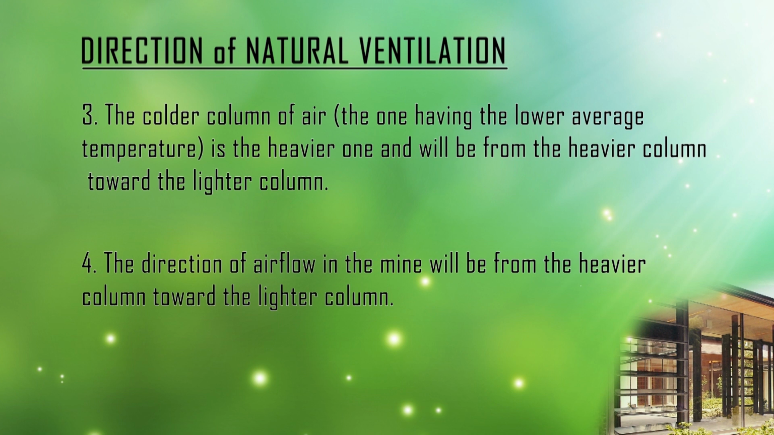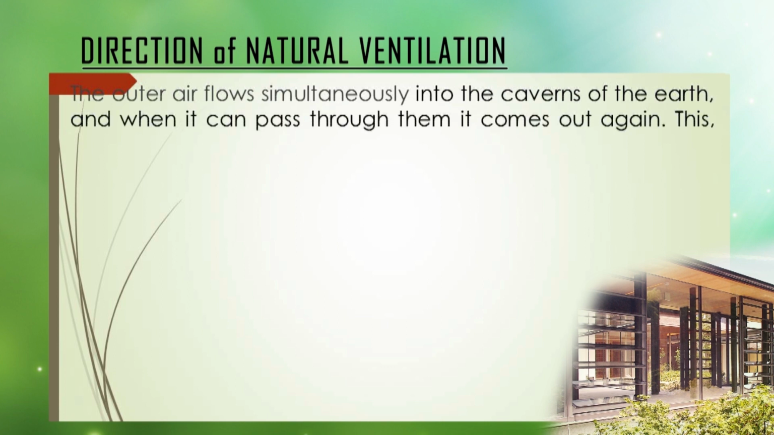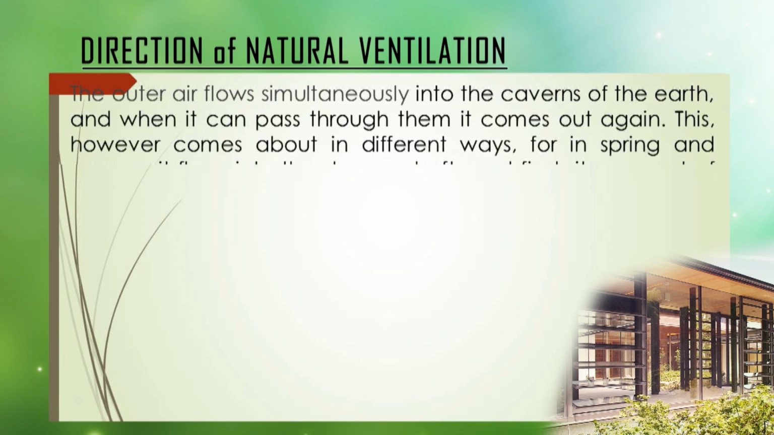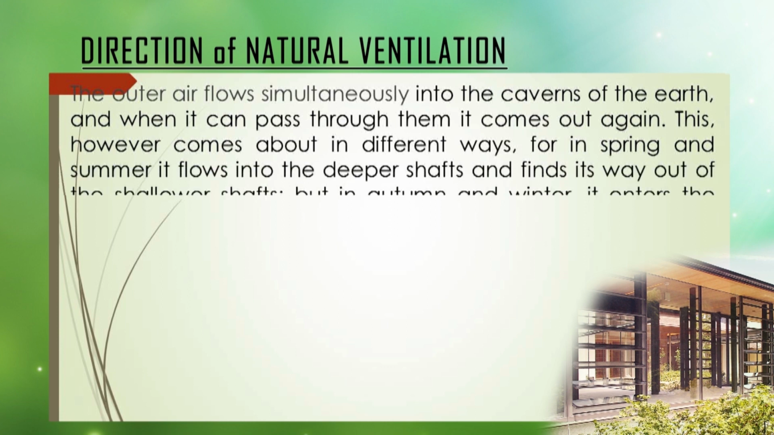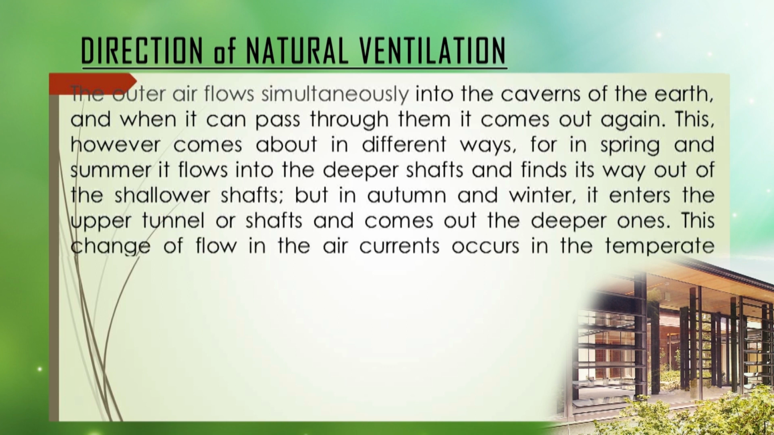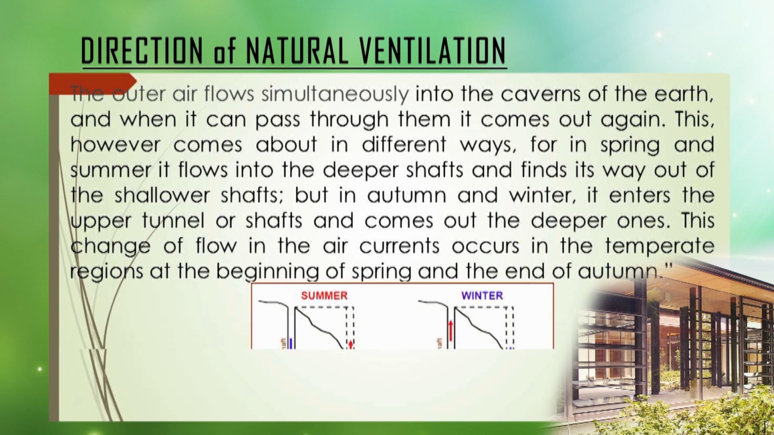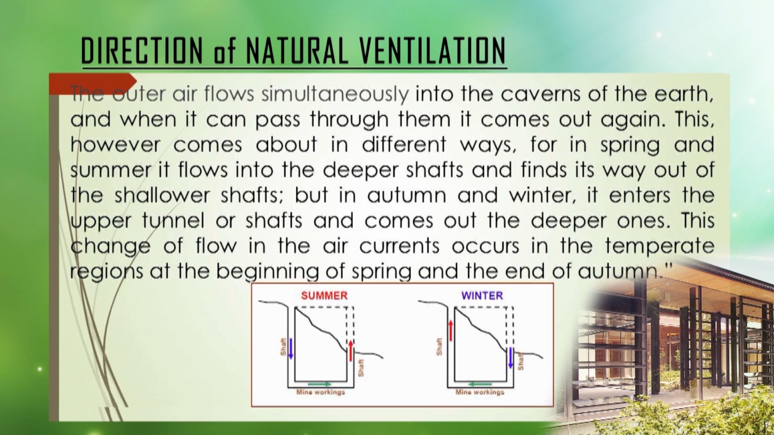The outer air flows simultaneously into the caverns of the earth, and when it can pass through them it comes out again. This, however, comes about in different ways, for in spring and summer it flows into the deeper shaft and finds its way out of the shallower shaft, but in autumn and winter it enters the upper tunnel of the shaft and comes up to the deeper one.